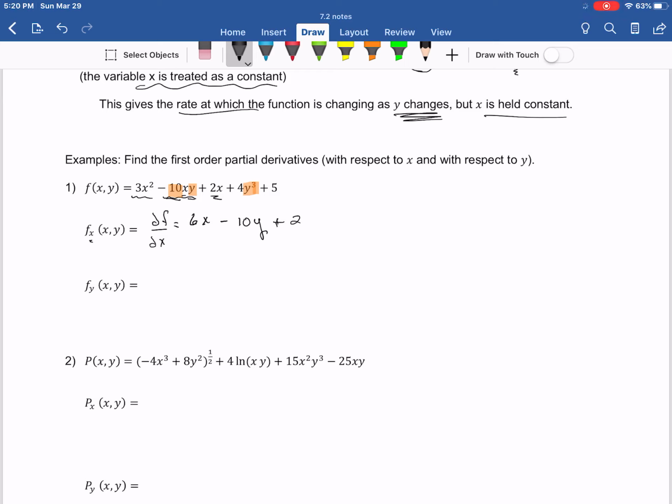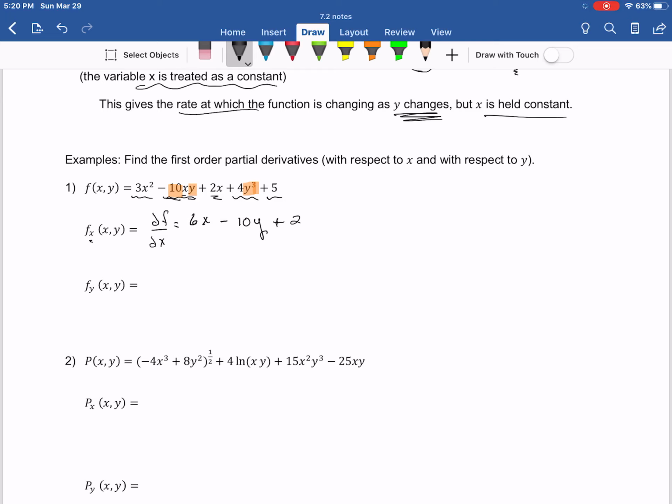The next term is 4y cubed. Now, y is a constant, isn't it? So 4y cubed is just another constant. And the derivative of a constant is 0. And finally, we have plus 5. That's obviously a constant. Its derivative is also 0. So this first part is done. That's the derivative of f with respect to x.